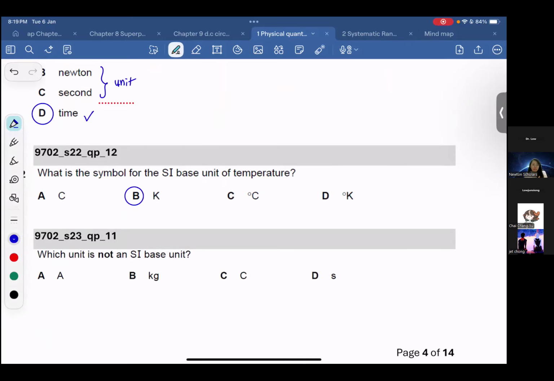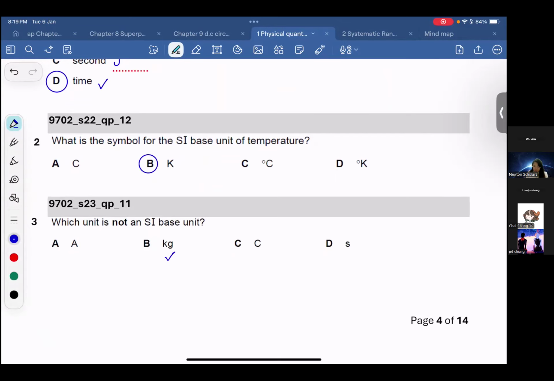Which unit is not an SI base unit? 1 kg of mass, right? 1 kg, this one, yes. Mass, M, A, S. So C is wrong. C is actually the unit for... no such unit. C, got C or not? Q equals to coulomb. Yes, coulomb. It's a unit for charge. It's not a base unit. Okay, so the answer is C.